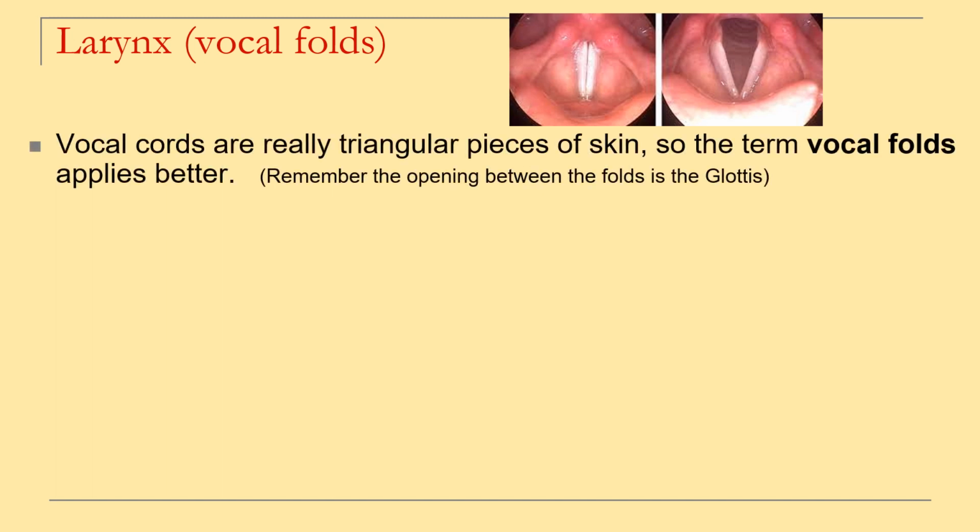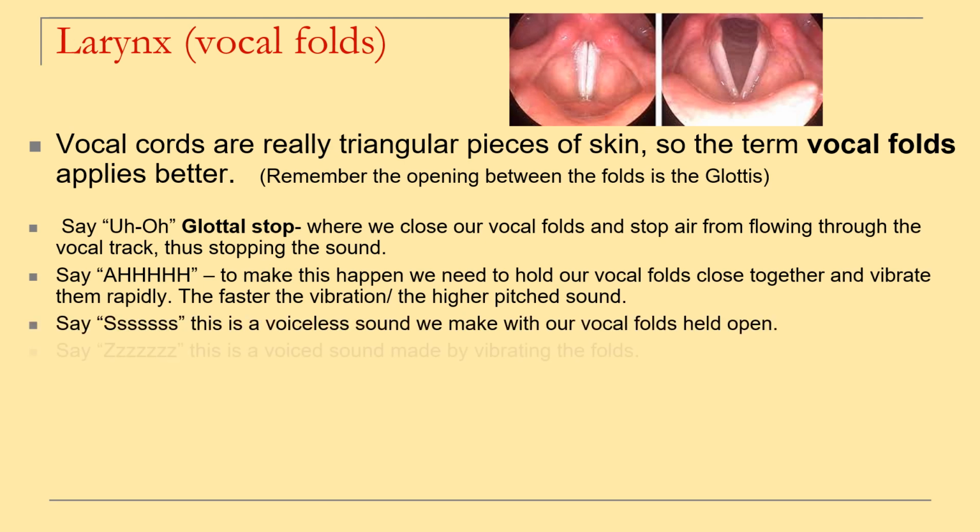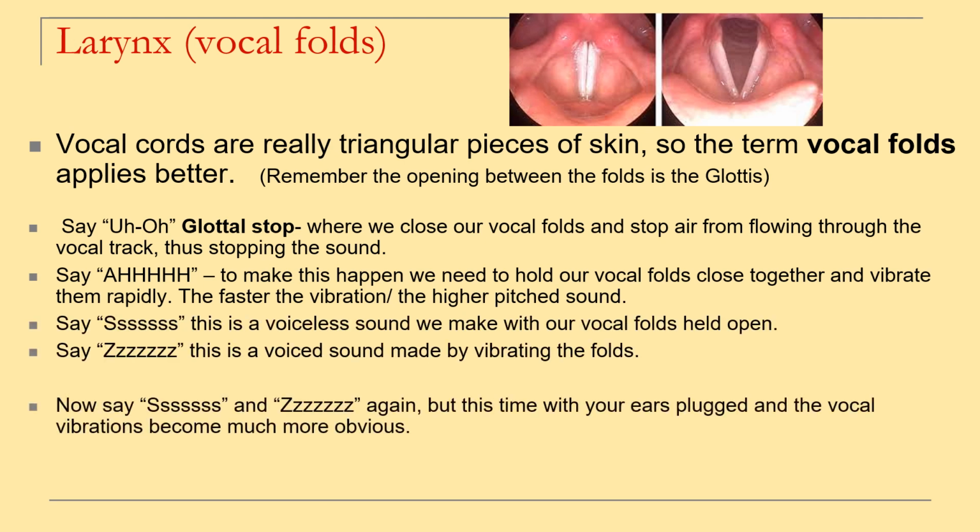So our vocal cords are really triangular pieces of skin, so the term vocal folds just applies better. And remember, the opening between the folds is the glottis, so that's where all of the air is moving through. And so we've got some noises we can make. We've got the glottal stop, where we say things like uh-oh, where we have to stop the sound, and we do that quickly by closing our vocal folds, and that stops the flow of air from vibrating it, so we can move on to the O portion of uh-oh.